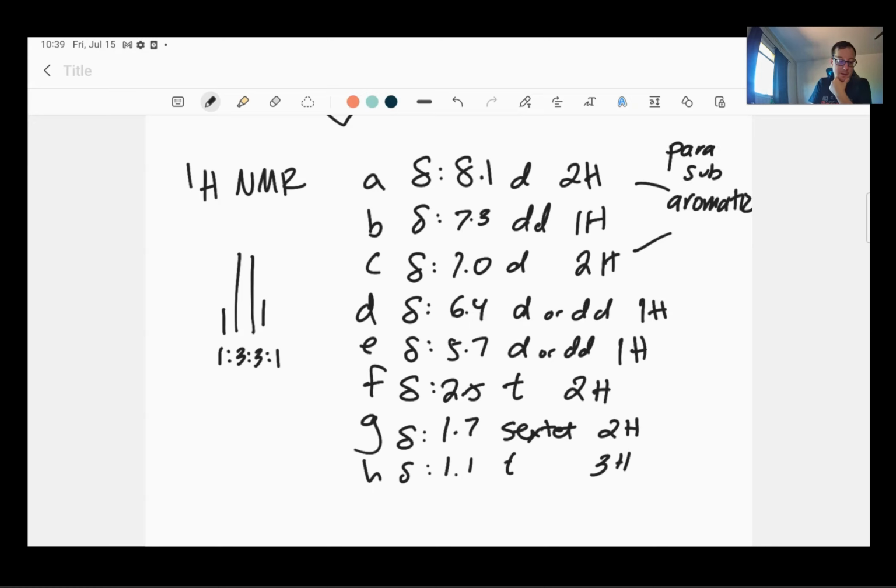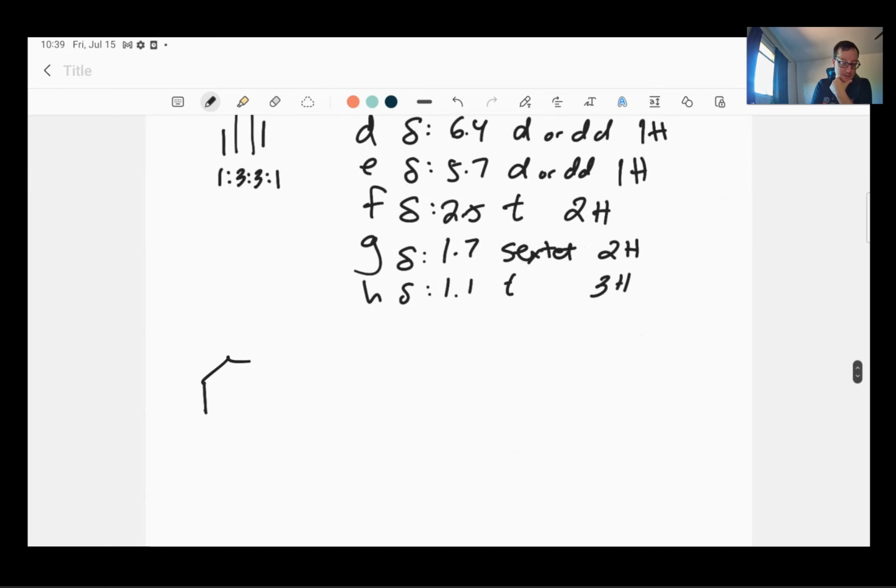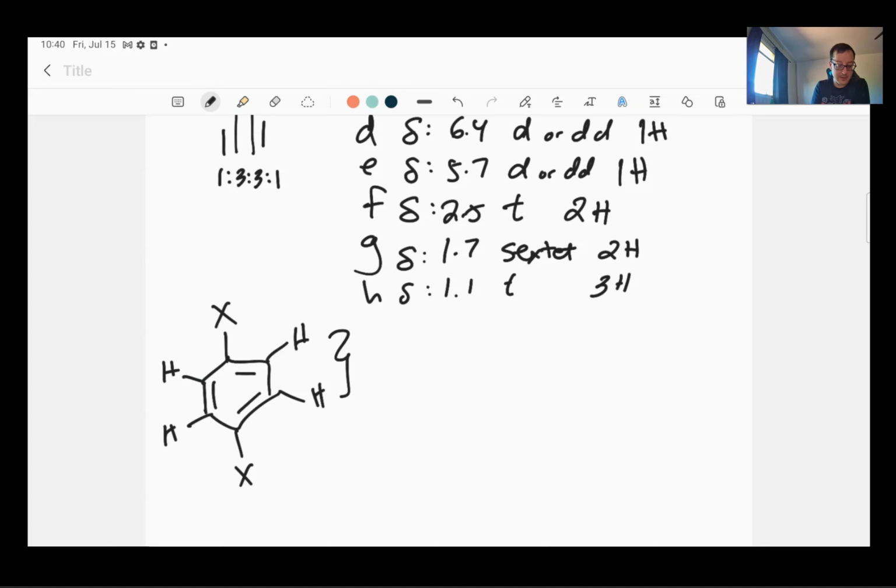And para, by the way, just means they're on opposite sides of the benzene. So it would look something like this, where we've got them on opposite sides of each other. We would normally see two doublets, and they'll be far apart from each other, because of the way the splitting works: there's only one hydrogen adjacent to each other hydrogen, so we're going to see them all as doublets.